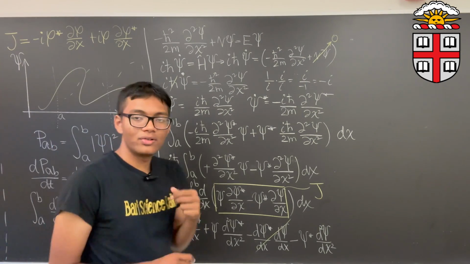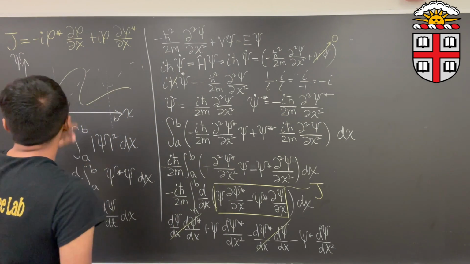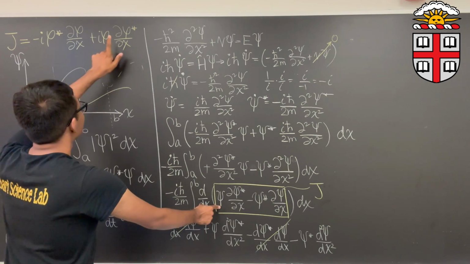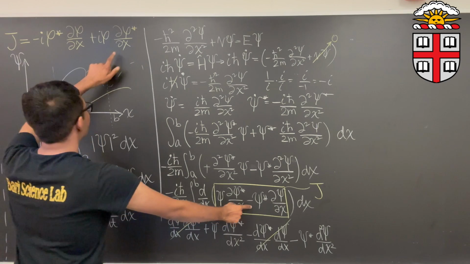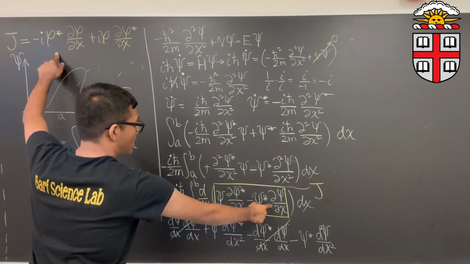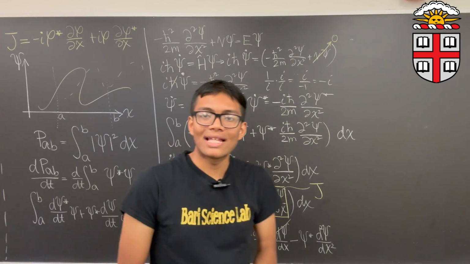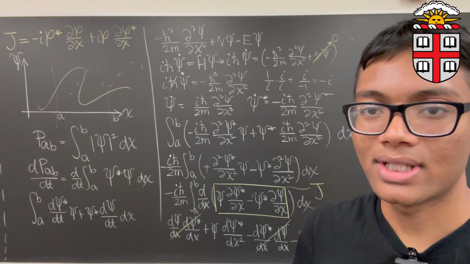Now, yes, there's a few minus signs, a few things that are offbeat, but more or less you can see we have ψ times the spatial derivative of ψ conjugate minus ψ star times the spatial derivative of ψ. So there you go. That's how you derive the probability current density, plus minus a few signs, whatnot.